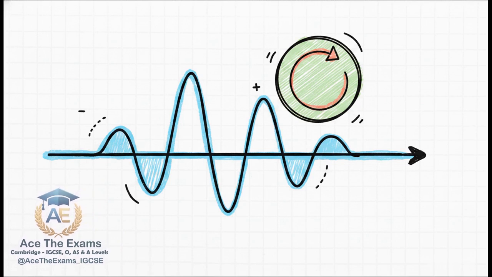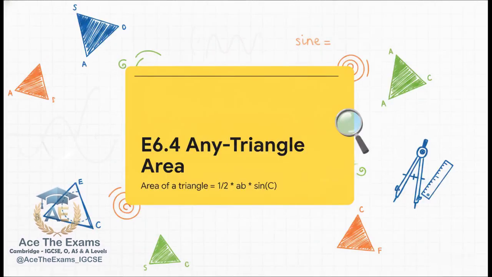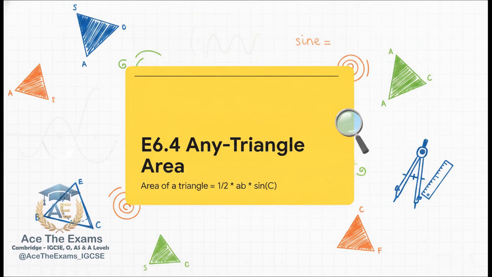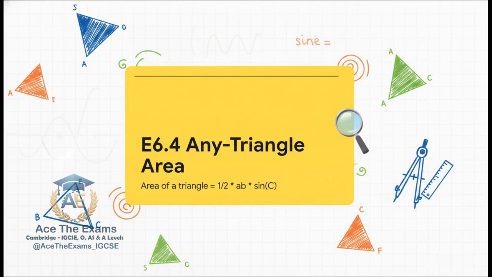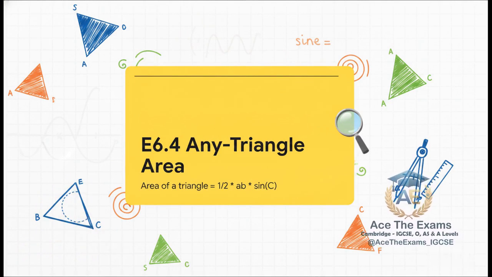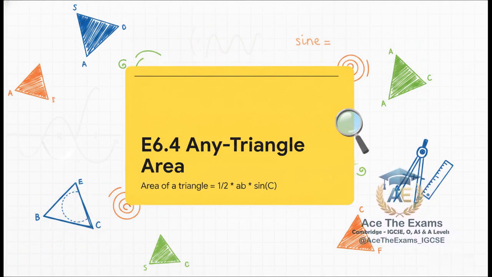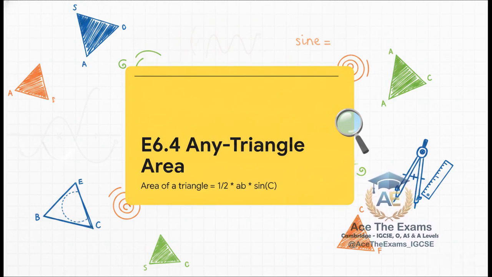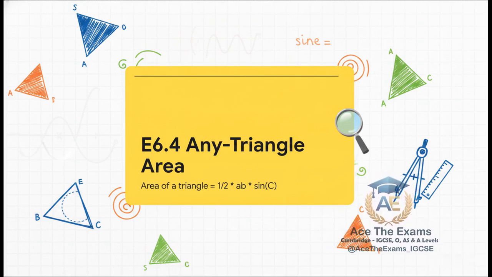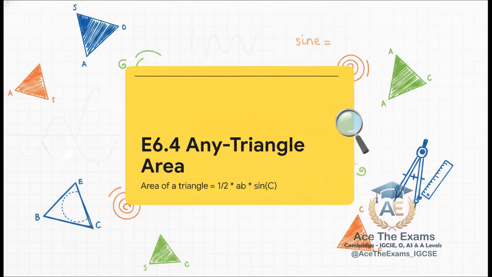Then we reach E6.4, and this is where the training wheels completely come off. When right angles just disappear from your problems, you're going to rely on the advanced sine and cosine rules to unlock the secrets of literally any triangle. On top of that, you need to use the formula where the area of a triangle equals 1/2 times A times B times the sine of C.